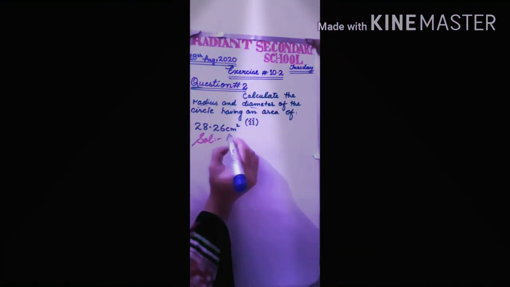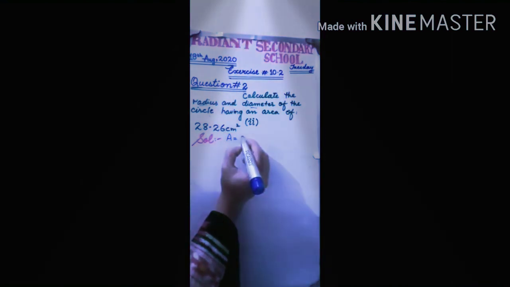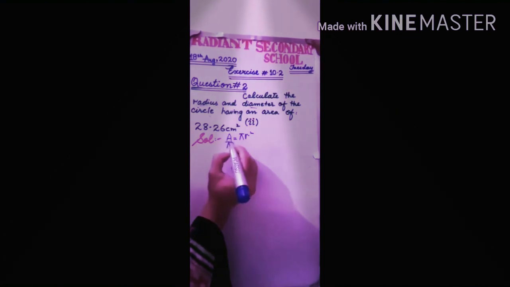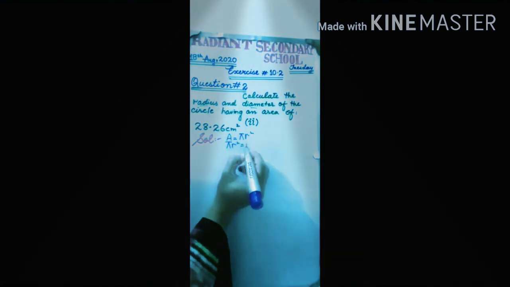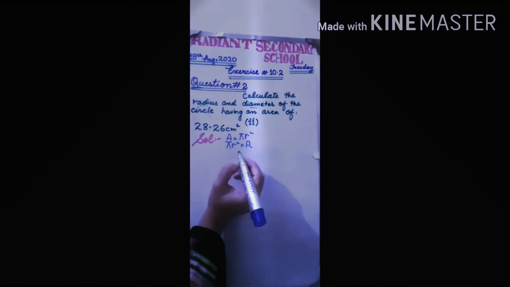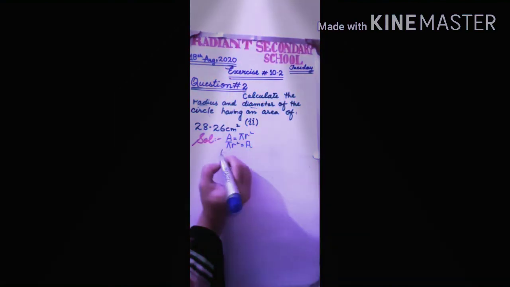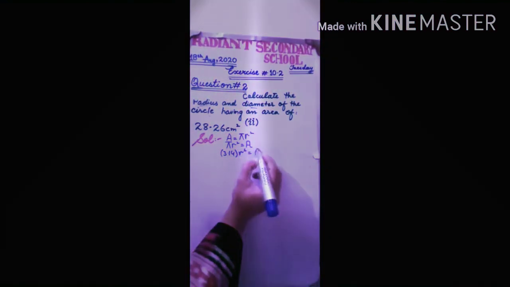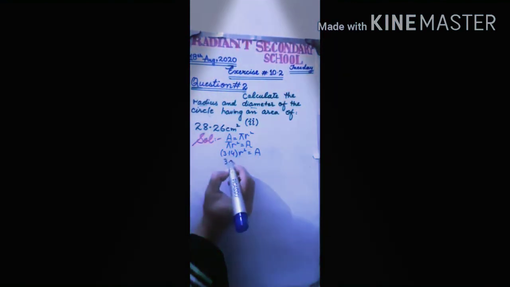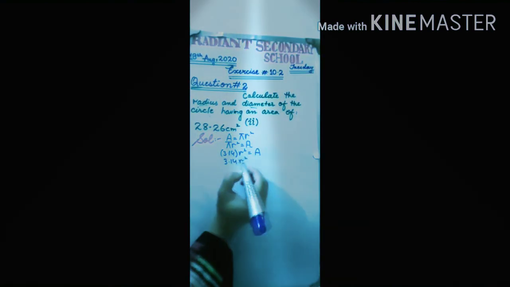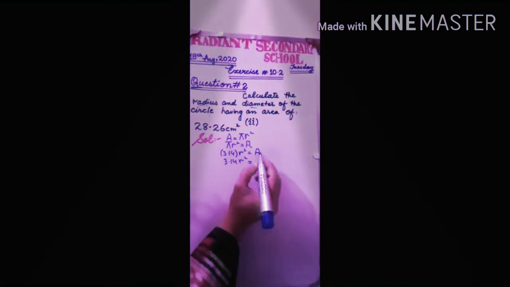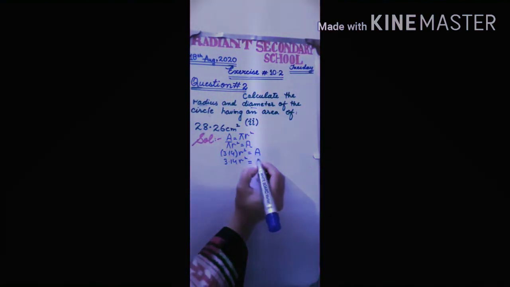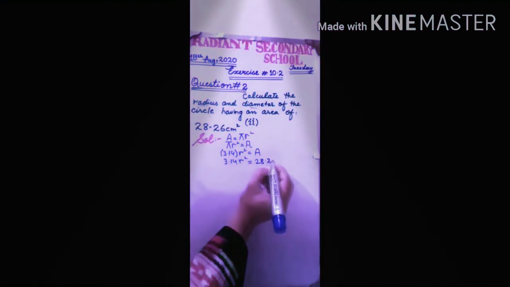So first of all you have to write the formula of area. Area is equal to pi r square, and you can also write it like this: pi r square is equal to area, doesn't matter. Okay, now you have to put the value of pi here. 3.14 multiplied by r square is equal to A. Okay, now 3.14 r square, area is given in the question, 28.26. In the place of A, that means area, you have to put 28.26.